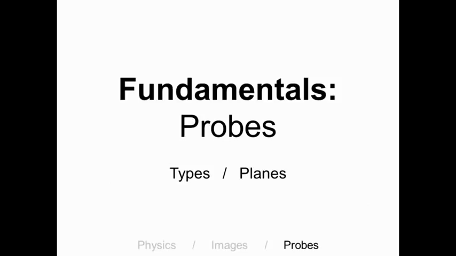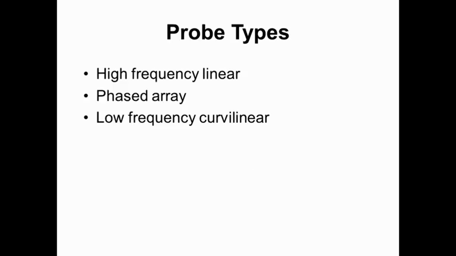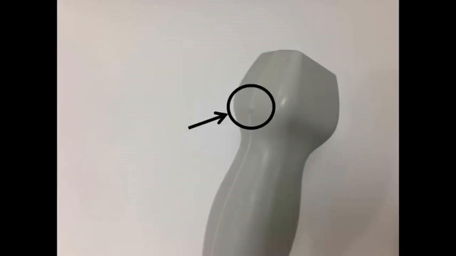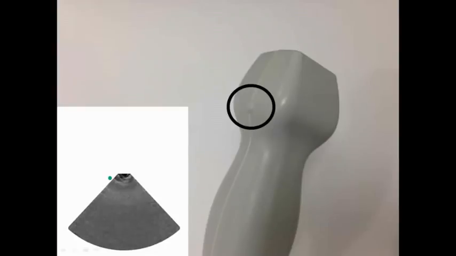Now, onto the probes. There are typically three types of probes kept with each machine: a high-frequency linear probe, a phased array probe, and a low-frequency curvilinear probe. Each probe has an indicator on one side to ensure proper orientation. This indicator corresponds to the indicator on the screen such that tissues scanned under the indicator side of the probe will be displayed on the indicator side of the screen.